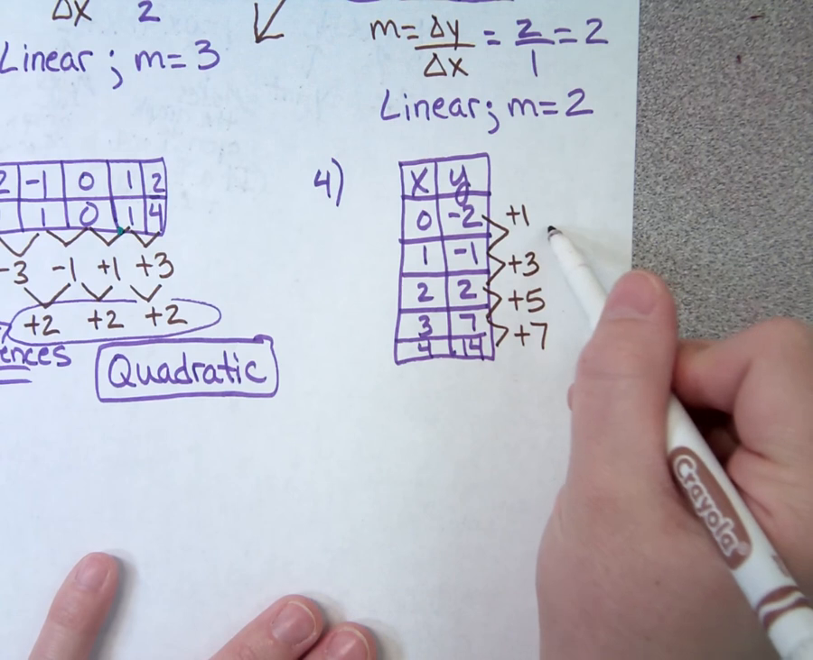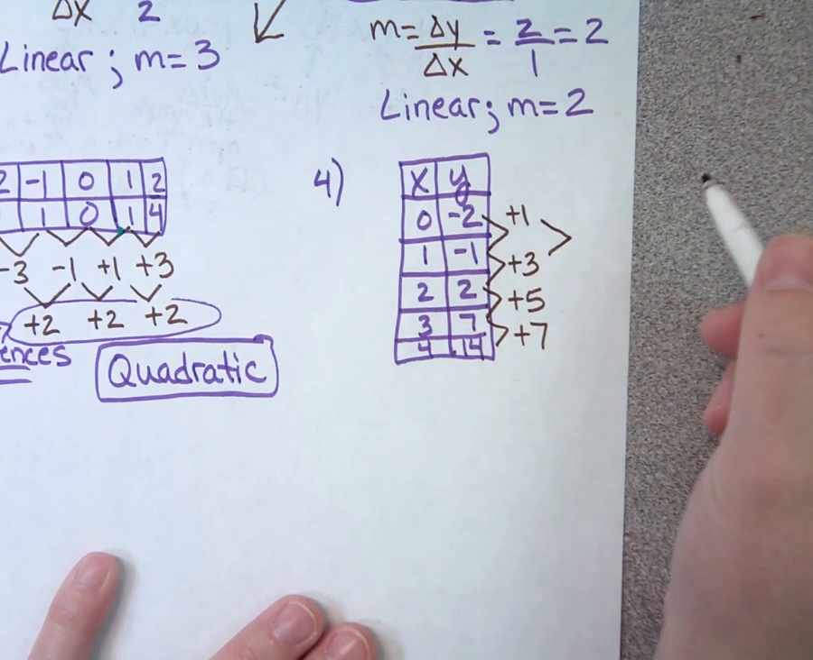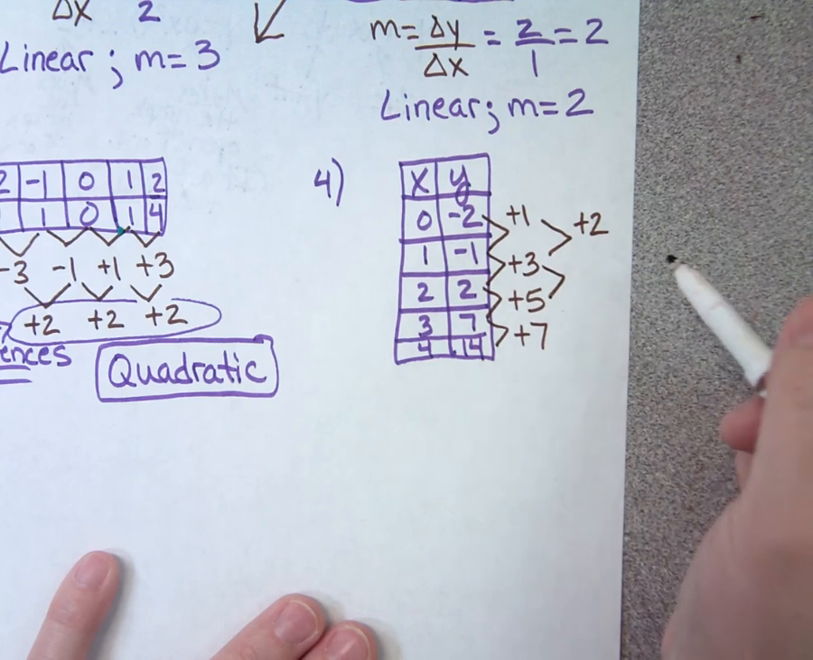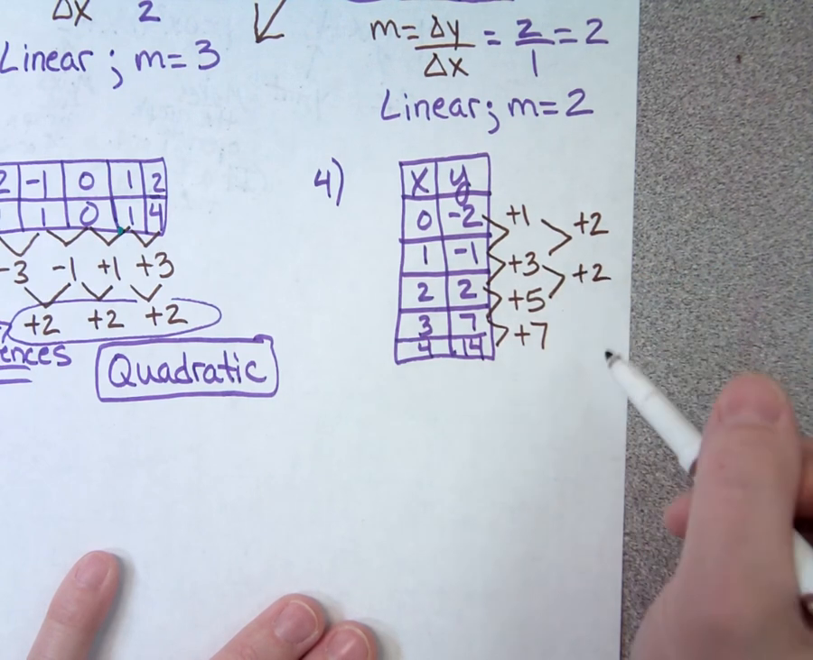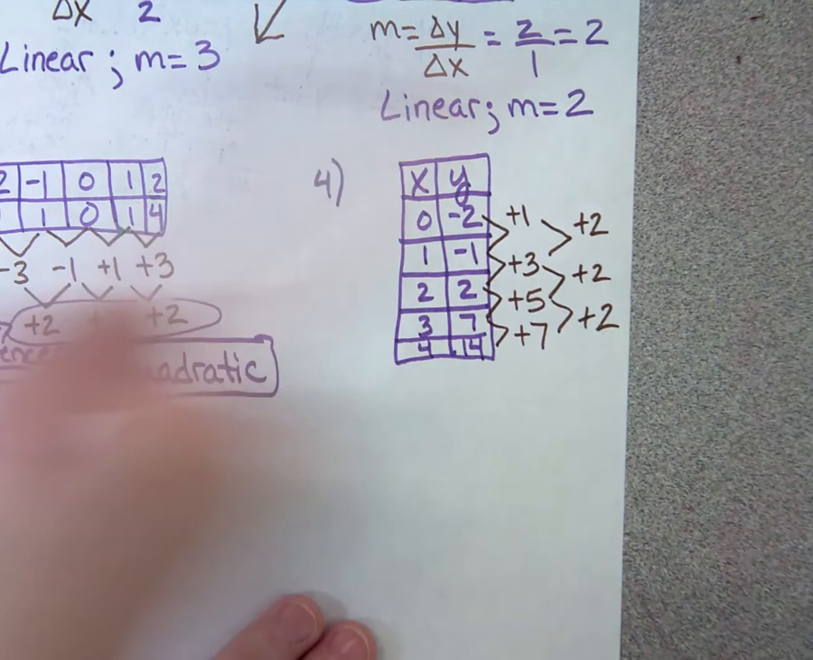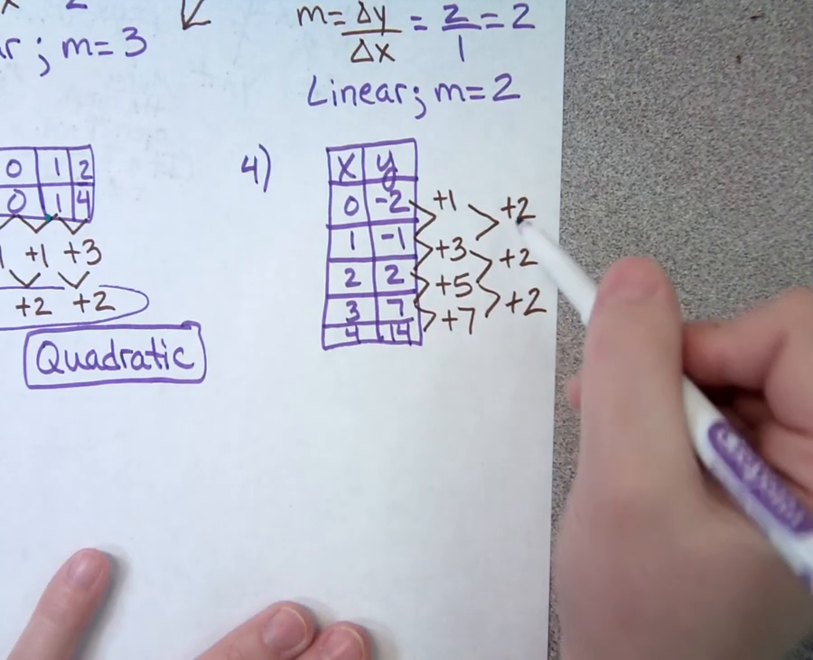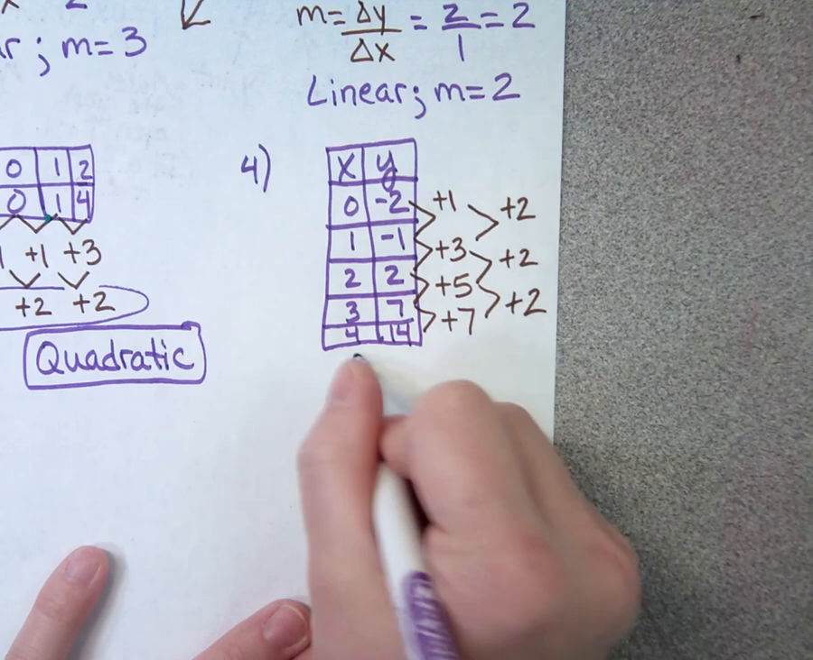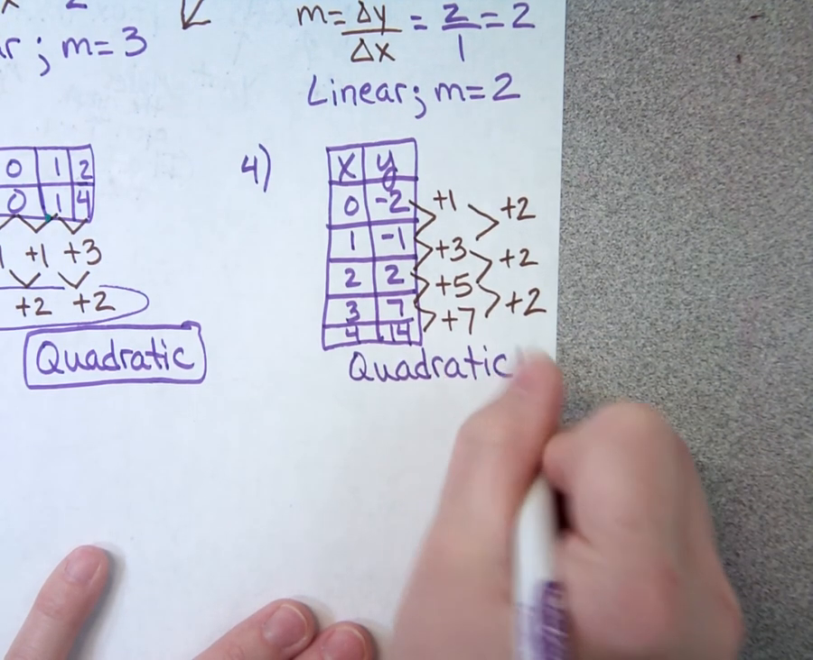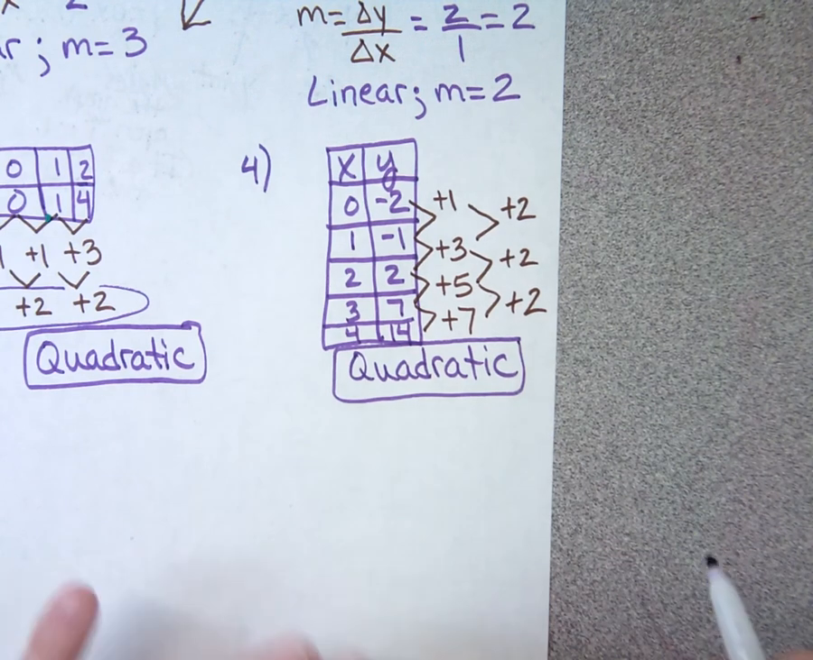No. So let's find the second differences. How do you get from 1 to 3? You go up 2. How do you get from 3 to 5? You go up 2. How do you get from 5 to 7? You go up 2. Since my second differences are the same, then I know that this is quadratic. So when the second differences are the same, then we have ourselves a quadratic function.